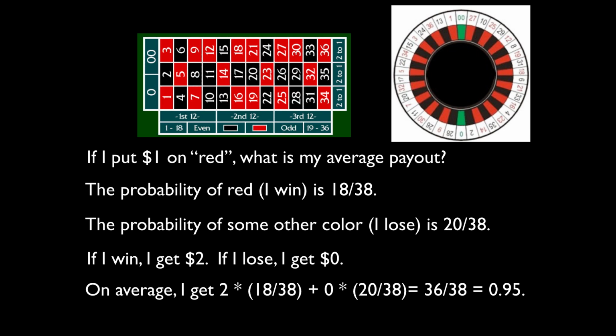So if it was net, then this would be a negative number. With 18 out of 38 probability, I will gain 1, and with 20 out of 38 probability, I will lose 1. And then that would be negative 0.05.